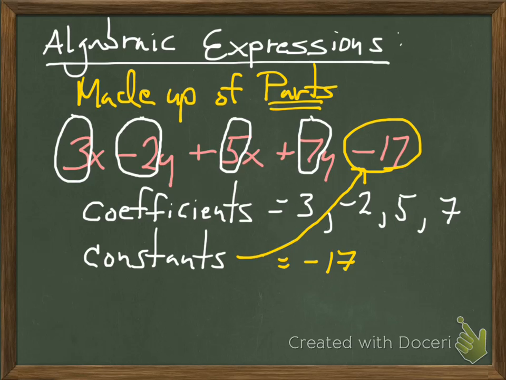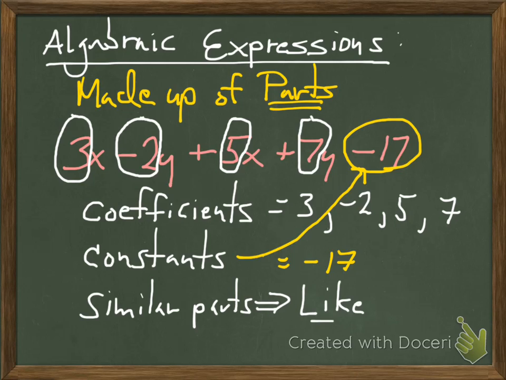Okay, if that wasn't enough, we have one more term, and that is that some of the things in this algebraic expression are similar parts, and we call those like terms. The like terms in this case are terms that have the same variable. So in this case, both the 3x, I'm going to put a box around the 3x and a box around the 5x, both refer to x's. So those are like terms.